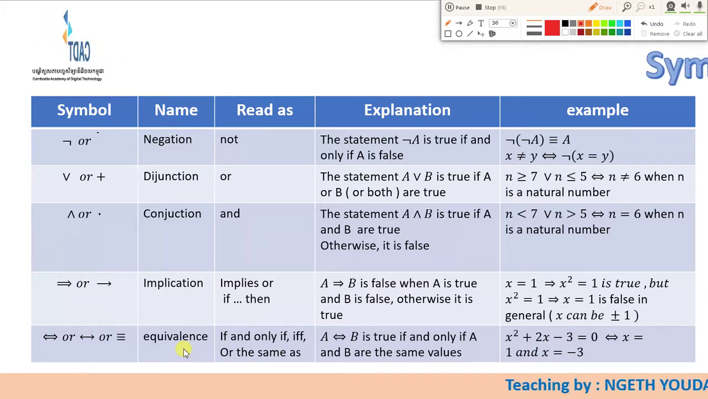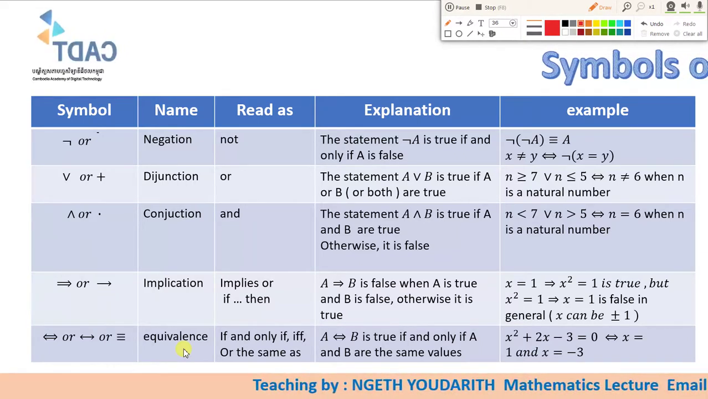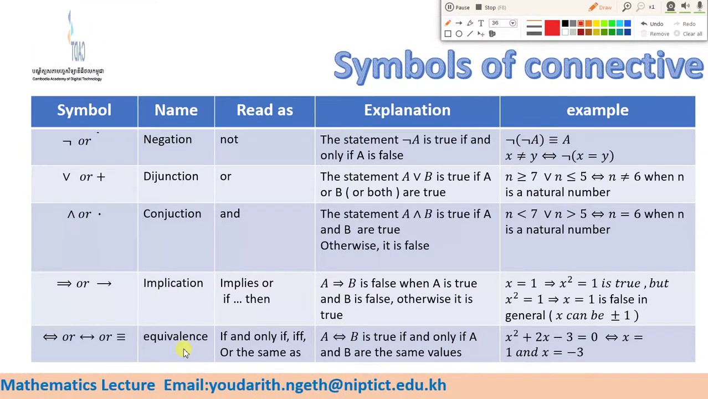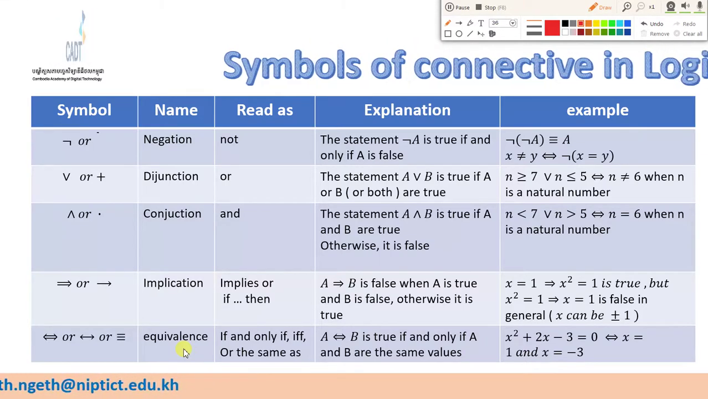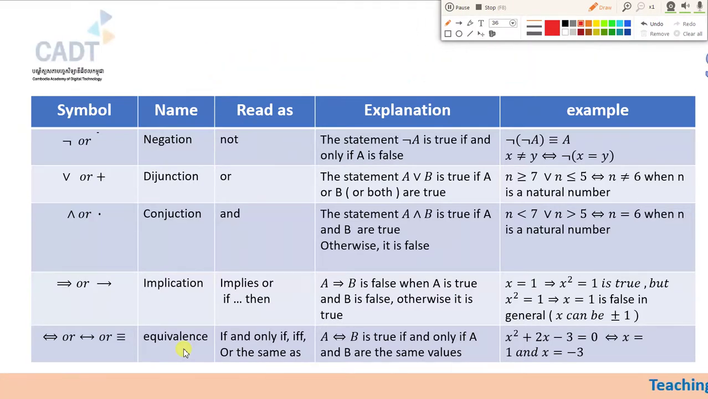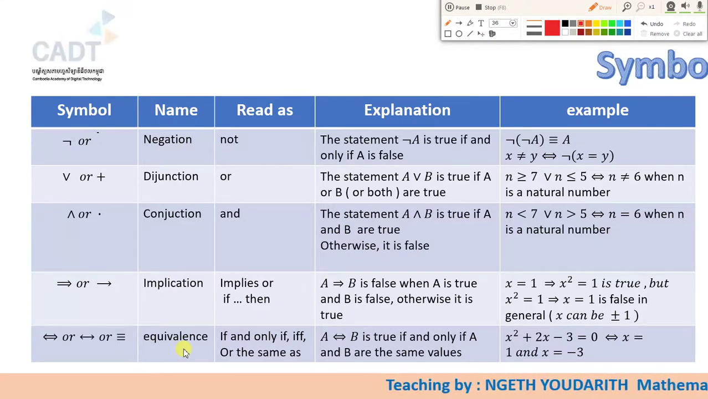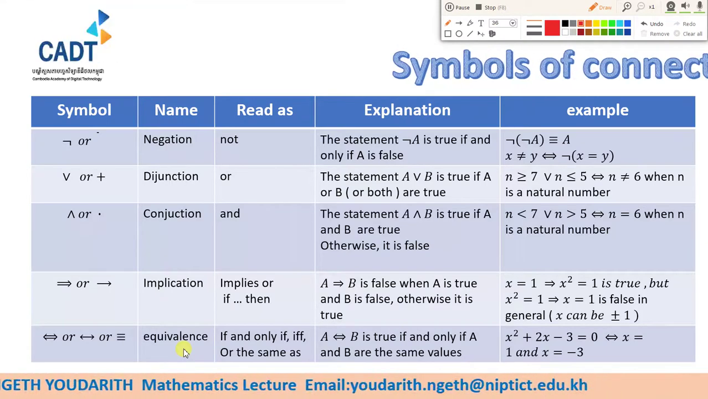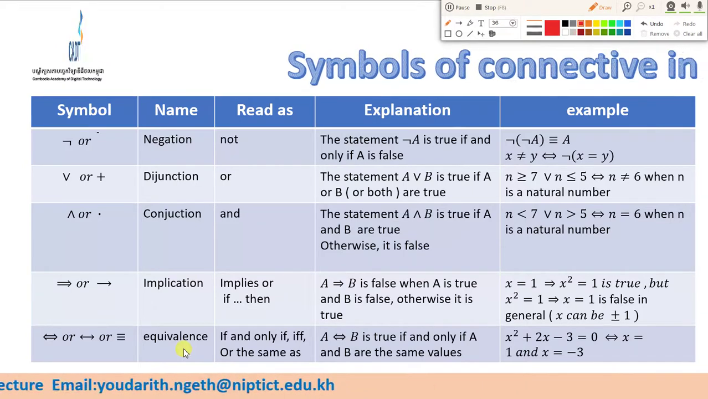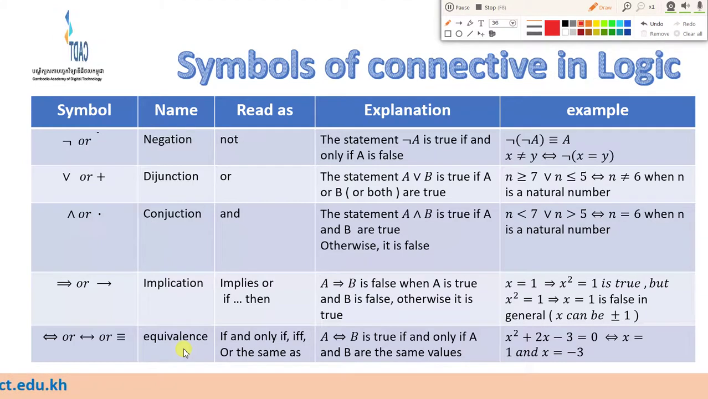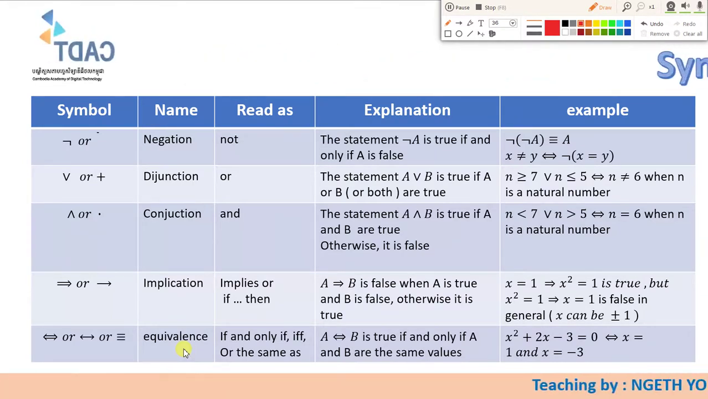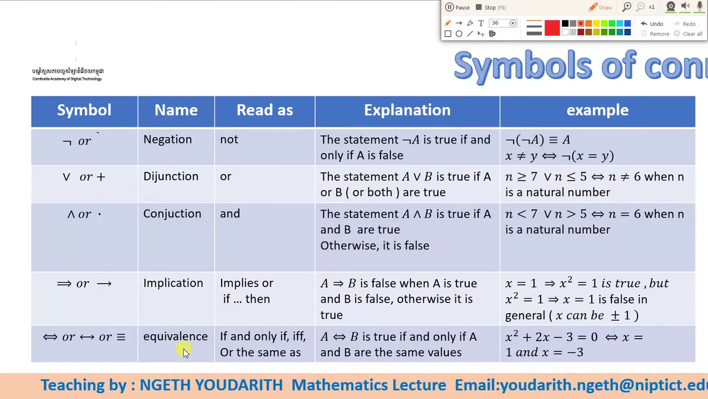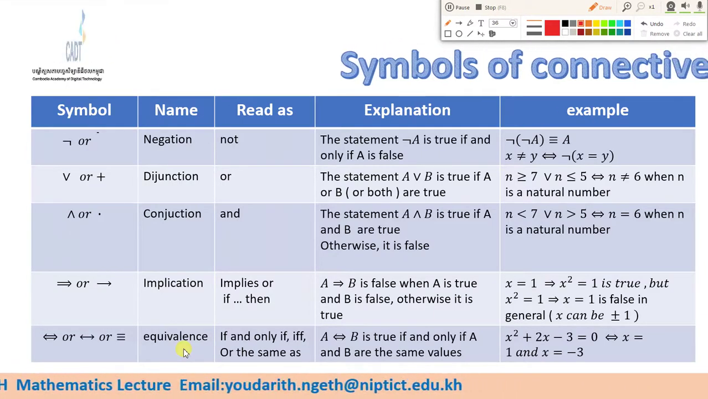The first is negation, the second is disjunction, the third is conjunction, the fourth is implication, and the fifth is equivalent. So negation is the name of the symbol when we read not. Disjunction, we read or. Conjunction is and. Implication, we can read imply or if and then. Equivalent, we can read if and only if or the same as.